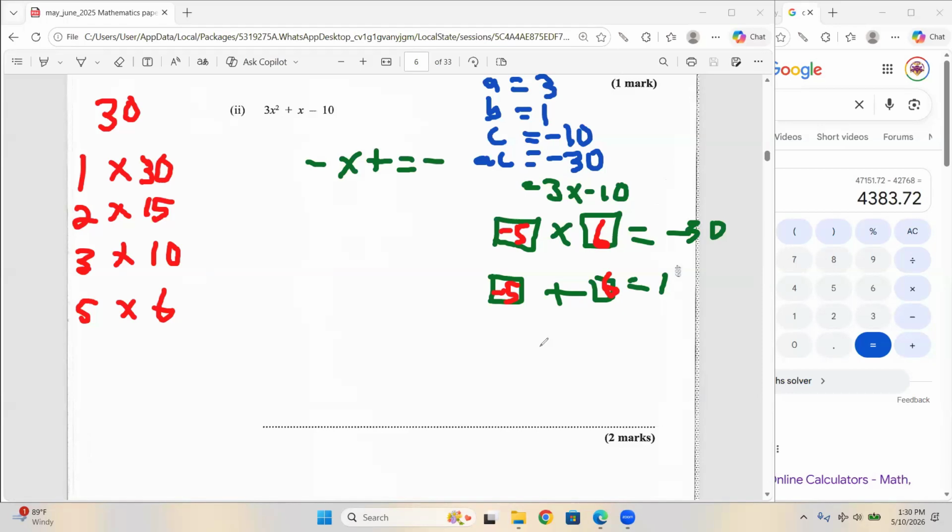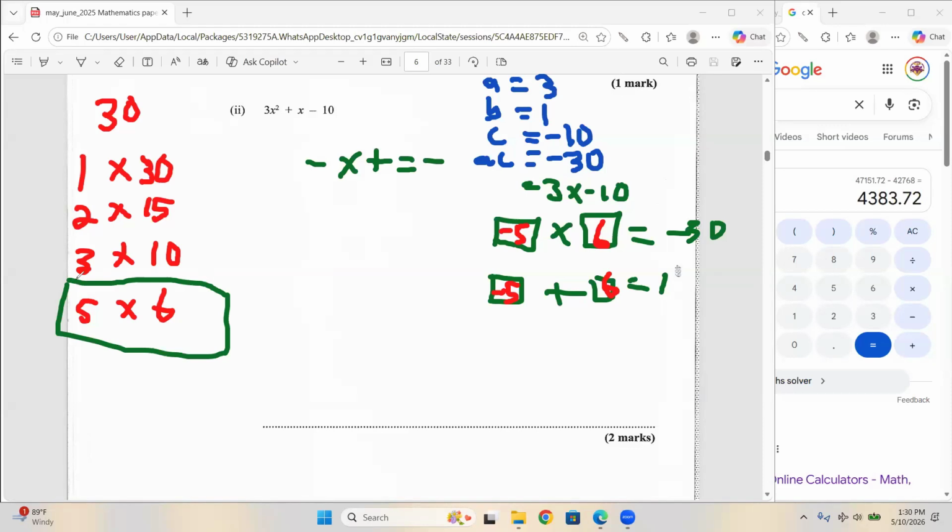So that would have been the key there. It has to be the pair with 5 and 6. But now you have to identify which one of those two numbers needs to be negative. Because if 5 is negative and 6 is positive, or if 6 is negative and 5 is positive, and you multiply them, you still get negative 30.